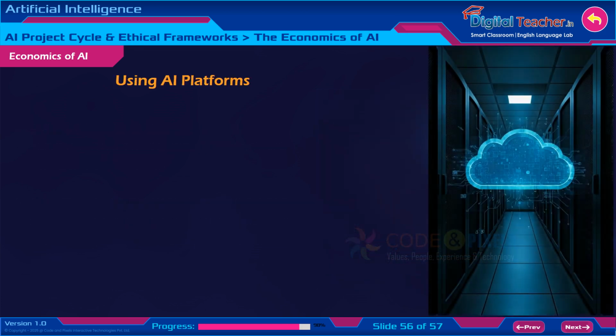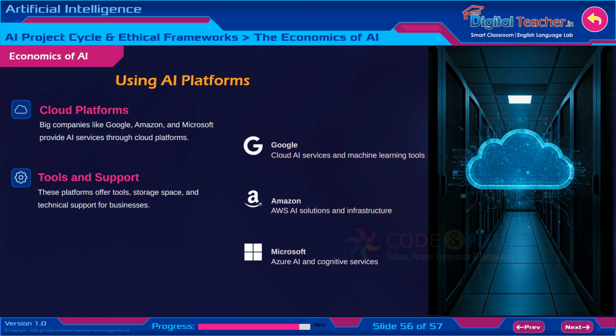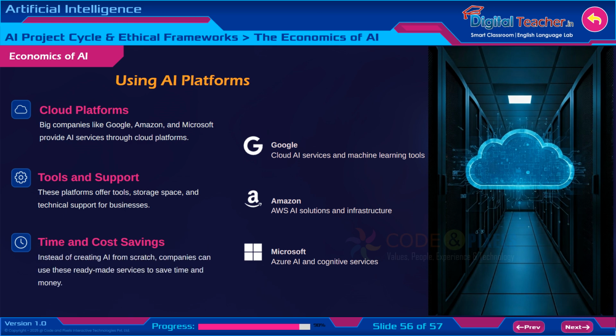Using artificial intelligence platforms. Cloud platforms. Big companies like Google, Amazon, and Microsoft provide artificial intelligence services through cloud platforms. Tools and support. These platforms offer tools, storage space, and technical support for businesses. Time and cost savings. Instead of creating artificial intelligence from scratch, companies can use these ready-made services to save time and money.